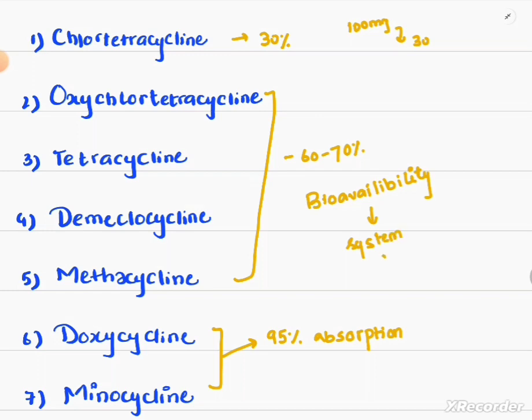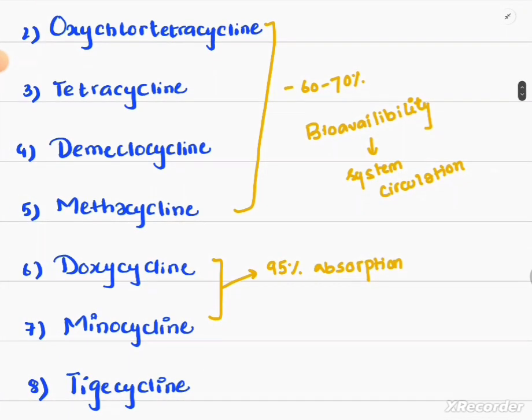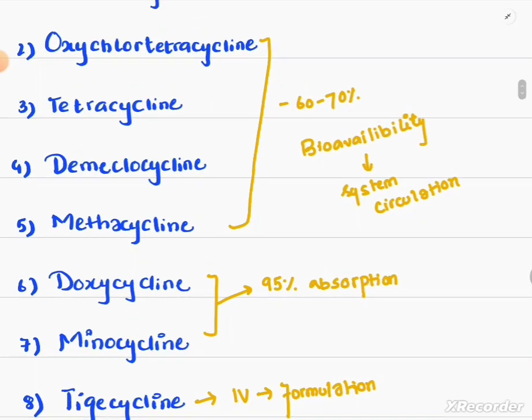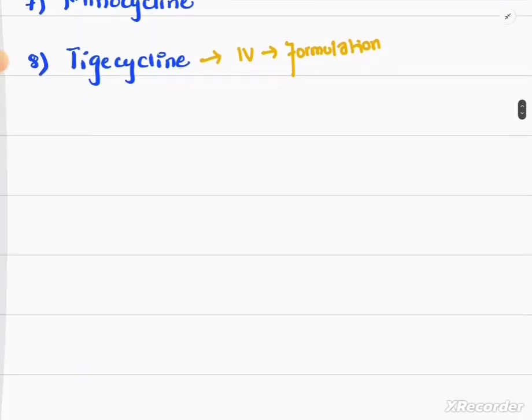This concept is also known as bioavailability. So this is how these drugs are absorbed. We also have another drug from this group, which is called tigecycline, and it is only available in the IV formulation, which means that you have to give it in IV, and 100% of the IV drug reaches the systemic circulation.